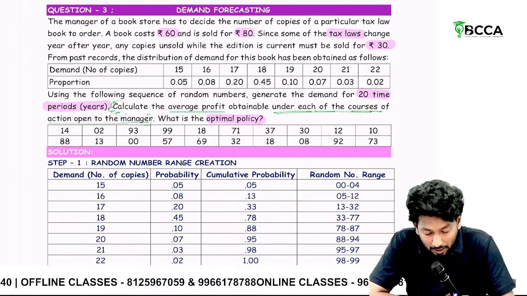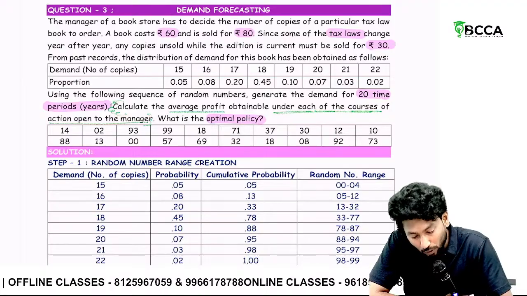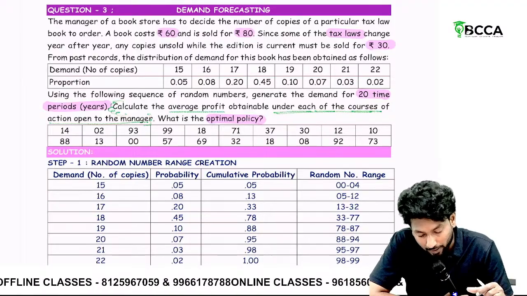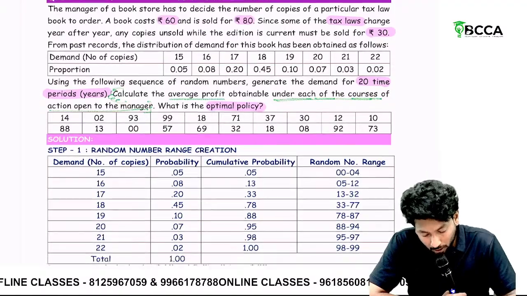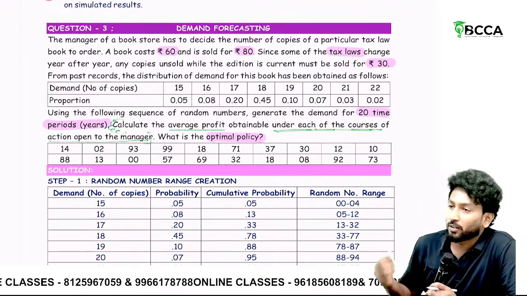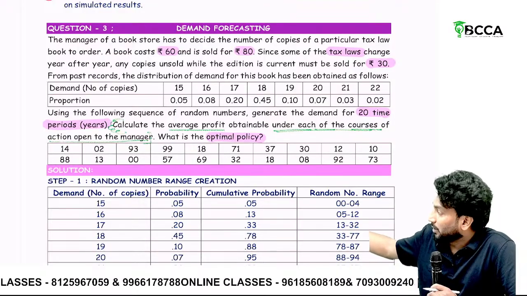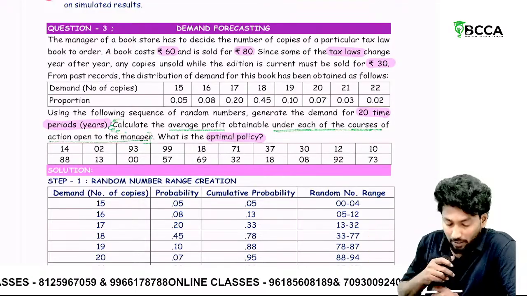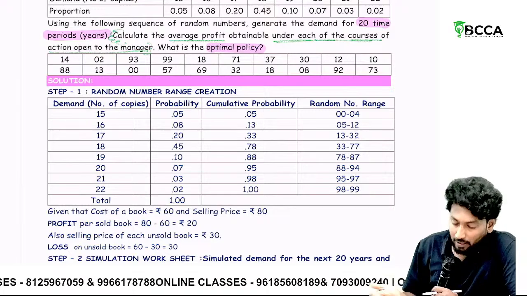How many random numbers are given? 20 numbers are given. Then fine. So, step 1: creation of random number range. Write the range. Then step 2.